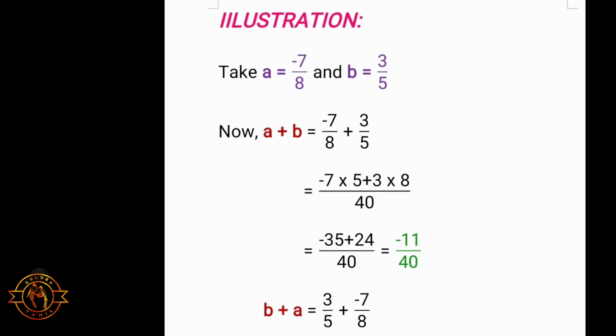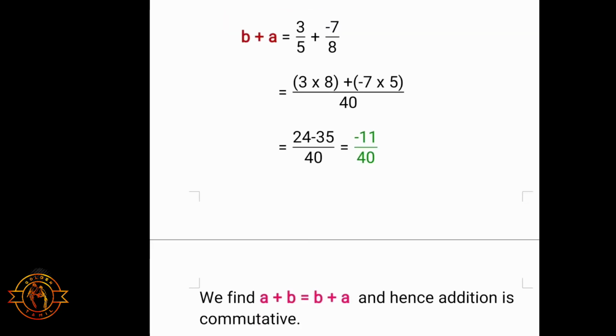What is minus 35 plus 24? Yes, it is minus 11. So what's the final answer? Minus 11 by 40. Now we get A plus B is equal to minus 11 by 40. And now we have to find B plus A. What is B here? 3 by 5. And what is A here? Minus 7 by 8. Here also the denominators are different, so we have to take LCM for 5 and 8. What is the LCM for 5 and 8? Yes, it is 40.